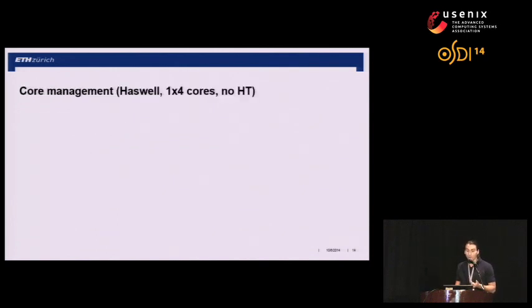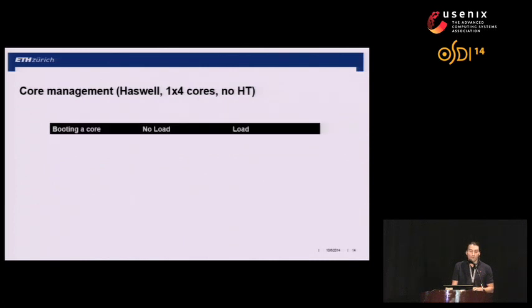So, to talk about core management first, we have here a Haswell machine with 4 cores and hyperthreading disabled, and we're going to look at how fast we can boot a core in our system. We distinguish between 2 cases, one where we don't have load in the system, and one where we generate load in the system by stressing the OS with system calls. To give you a comparison, we compare this with the Linux hotplug facilities. And in Linux, it takes about 14 milliseconds to boot a new core. And if we have load in the system, this increases slightly to about 20 milliseconds.